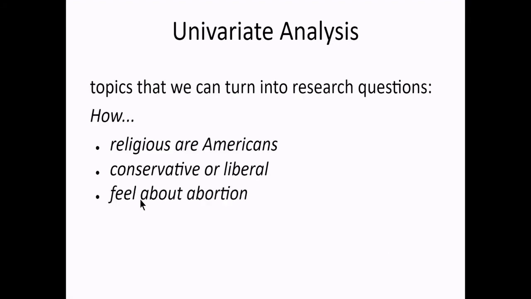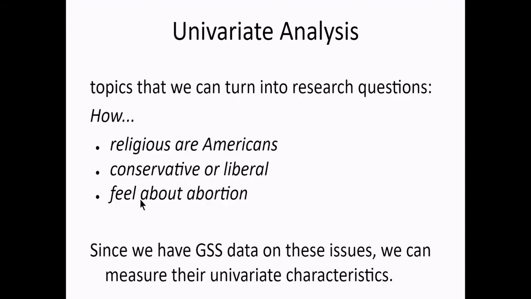Okay, there are a number of different variables with the topics behind them, of course, that can be approached by a simple univariate analysis. Like, for example, we're interested in how religious Americans are, or maybe how conservative or liberal they might be, or how they feel about abortion. And of course, since we have general social survey variables or data on these questions, we can measure their univariate characteristics. And again, one of the important ways of doing that is using the proper measure of central tendency for a variable that we have at hand.